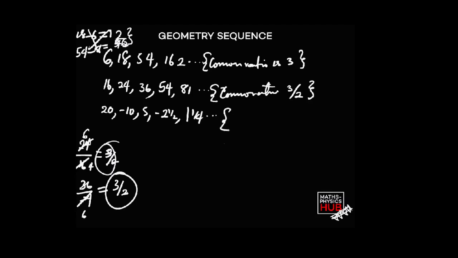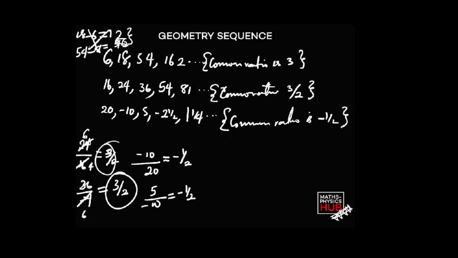And for the next one here, you see minus 10 over 20. That will give us minus 1 over 2. And for the second one, we have 5 over minus 10. That will still be minus 1 over 2, Abi. Yes, sir. So the common ratio is minus 1/2. The common ratio is minus 1/2.